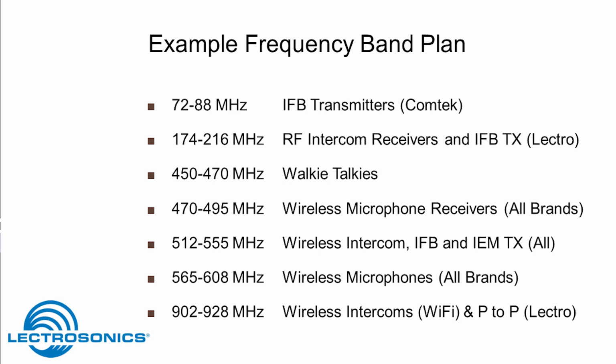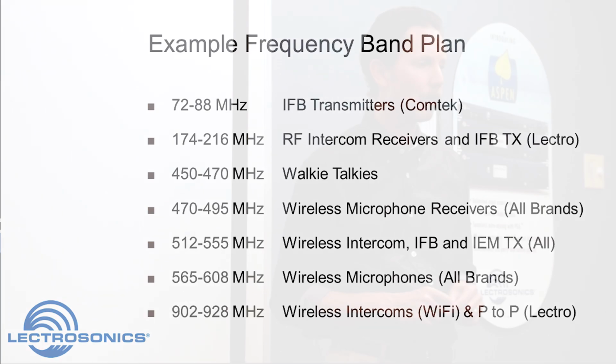IFB, so there's Comtex and probably another brand or two down there. 72 to 88 megahertz. This is below FM radio. Not a super high quality place to put wireless mics, but it's fine for simple communications to camera crew and things like that. Then you get into the high band VHF, like I mentioned earlier, 174 to 216 megahertz. That's where you might put your RF intercom systems, receivers, and maybe your IFB transmitter system if you're using the Electrosonics VHF IFB.